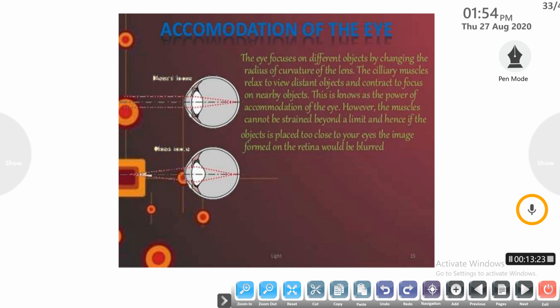However, the muscles cannot be strained beyond a limit, and hence if the object is placed too close to your eyes or too far, then the image formed on the retina will be blurred. So the near point of the human eye is 25 centimeters. Beyond that we cannot see the objects clearly, or the image formed on our retina would be blurred.